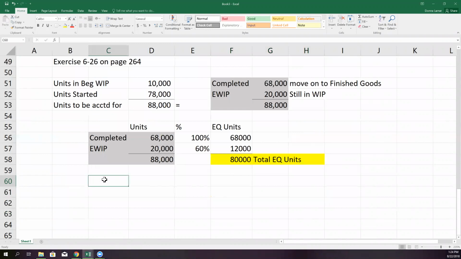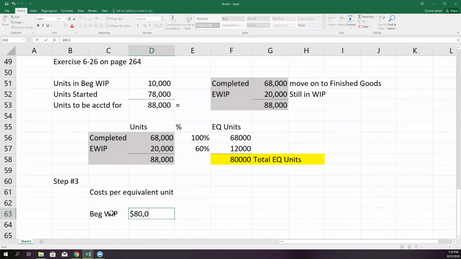And step number 3 looks at the costs. Computation of unit cost. So what were our costs? Well, we had some beginning work in process. So there was some money in work in process, some cost already there. According to the story problem, it was 80,000 in beginning work in process.